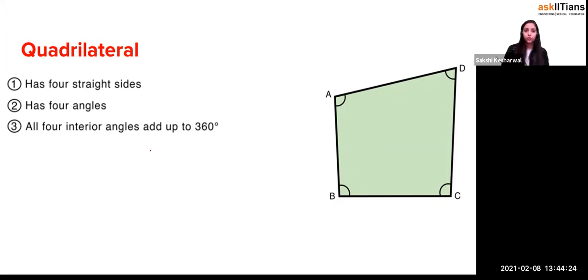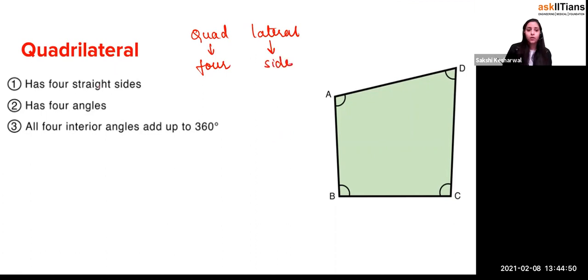So today we'll be starting with the quadrilateral. A quadrilateral is again a polygon. If you take any four line segments, it's a polygon. So we have classified triangles, and now we classify the quadrilateral. If we break the word, quad means four, and lateral means side. So it is a polygon with four sides.